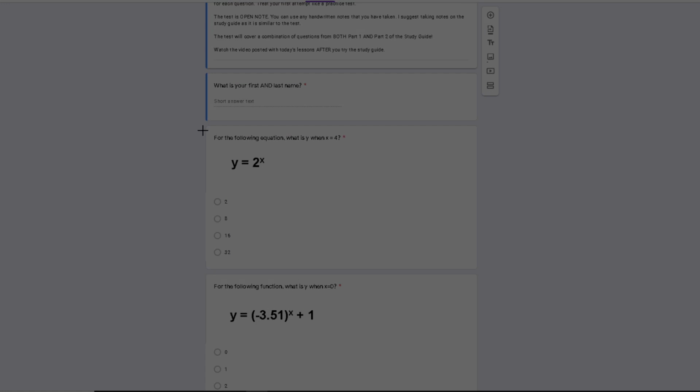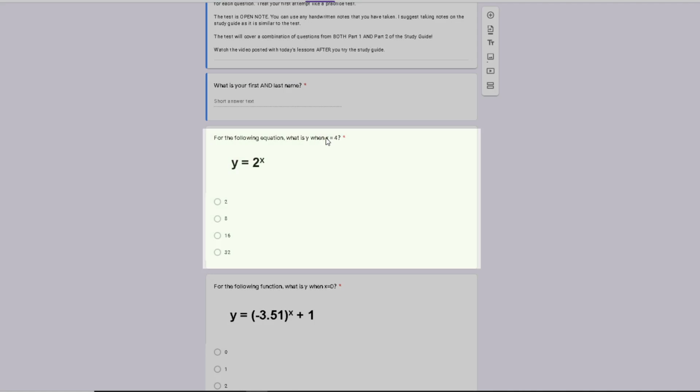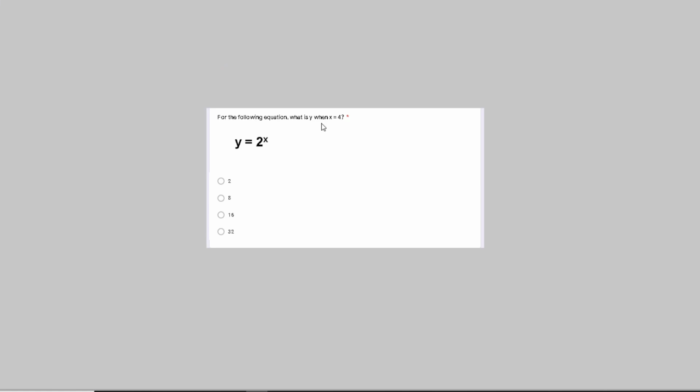These first few questions should seem familiar. They were very similar to another Google form I gave you a few weeks ago. So this is an exponential function here, right? When x is in the exponent, we call that an exponential. For the following equation, what is y when x is 4? So what you need to do is you plug in 4 for x, and that'll give you y.